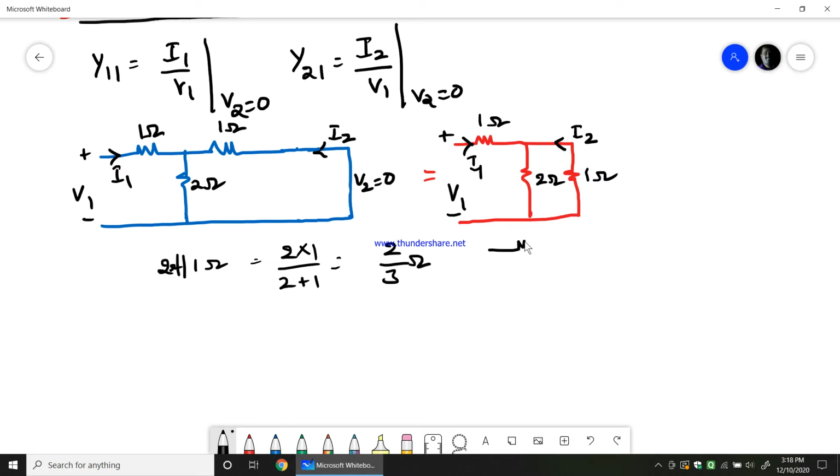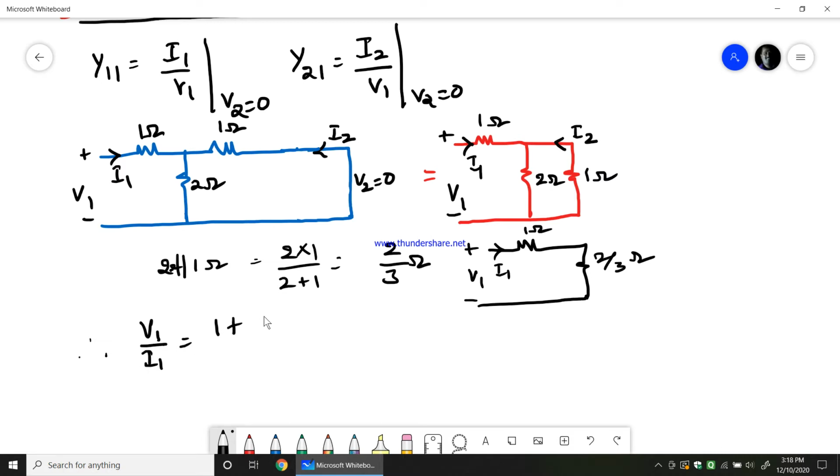So this is the circuit I get: plus minus V1, I1, 1 ohm, 2 by 3 ohm. Therefore V1 by I1 in this circuit, I will get 1 plus 2 by 3, because they both are in series. So I will end up getting 5 by 3 ohms. But as we are worried about Y11, Y11 would be equal to I1 by V1. So therefore I1 by V1 would be equal to 3 by 5 ohms.